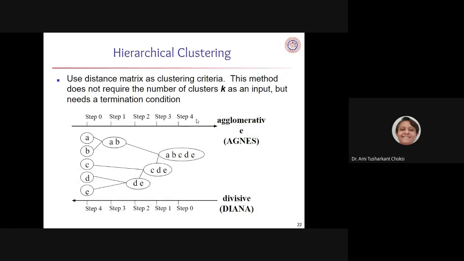Now the next approach, that is hierarchical clustering. Now what is that? Use the distance matrix as clustering criteria. This method does not require the number of clusters K as an input, but needs a terminating condition, right?